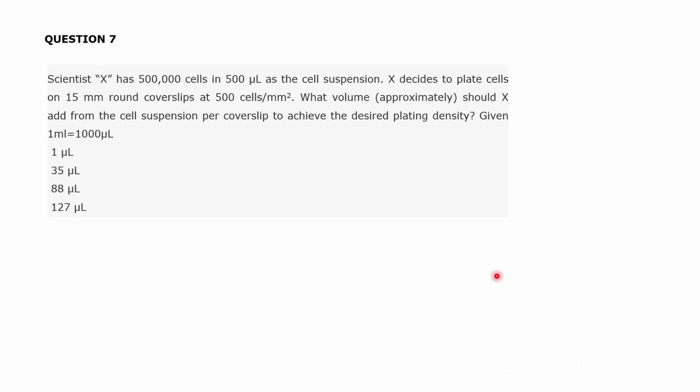Coming to question number 7. It's also a basic mathematical question, similar to the previous one, but with an extra step. Scientist X has about 500,000 cells in 500 microliter as a cell suspension. X decides to plate cells on a 50 millimeter round cover slip at 500 cells per millimeter square. What approximate volume should X add from the cell suspension per cover slip to achieve the desired plating density, given 1 ml is equal to 1000 microliter? Option A is 1 microliter, option B is 35 microliter, option C is 88 microliter, or option D is 127 microliter. What might be the answer?